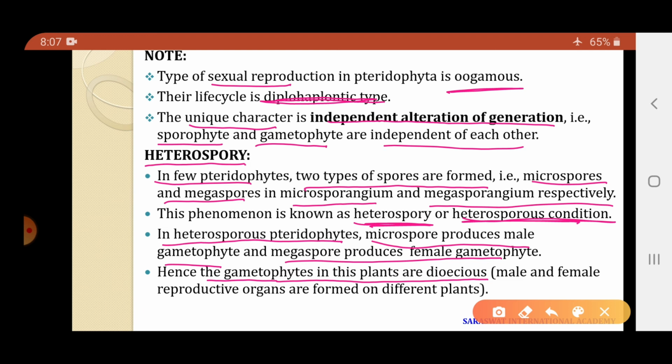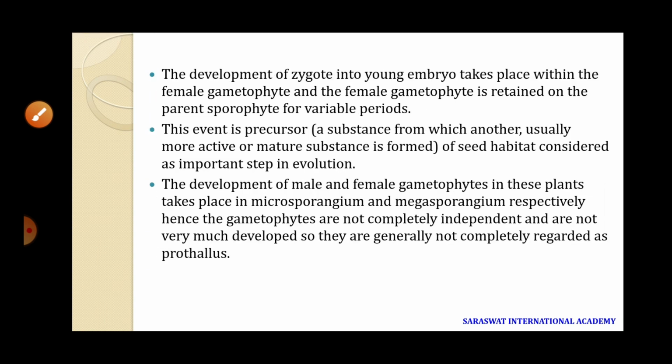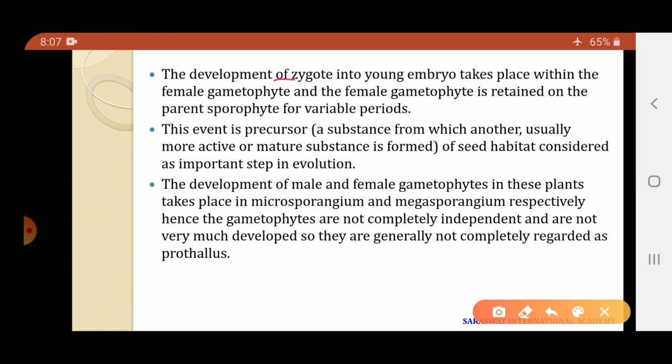Monoecious यानी एक ही प्लांट पे मेल गैमेटोफाइट एंड फीमेल गैमेटोफाइट डेवलप होता है, बट यहाँ पे मेल एंड फीमेल गैमेटोफाइट आर डेवलप्ड ऑन द डिफरेंट प्लांट्स, राइट? एंड व्हाट इज दैट कंडीशन कॉल्ड एज dioecious. Now what happens? The development of the zygote into young one takes place within the female gametophyte.